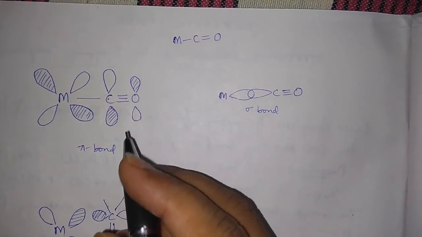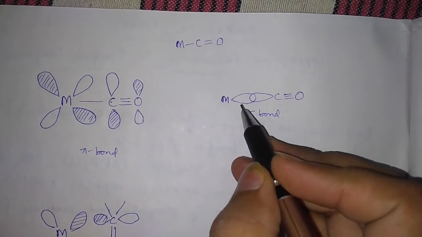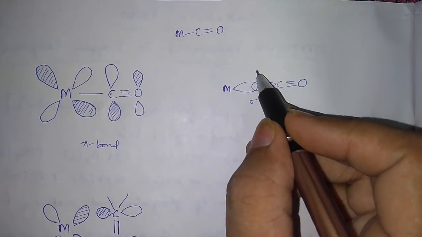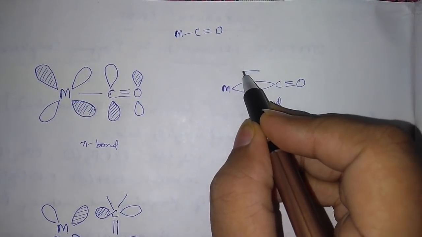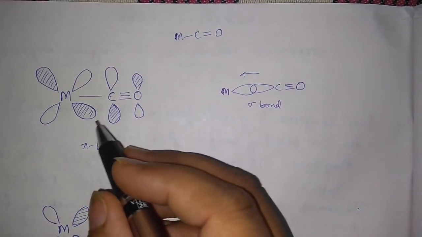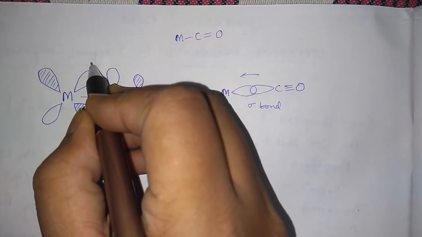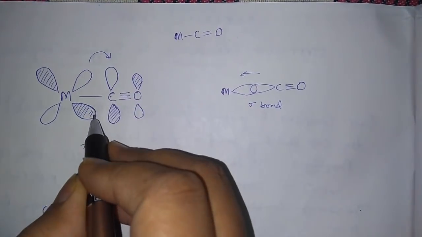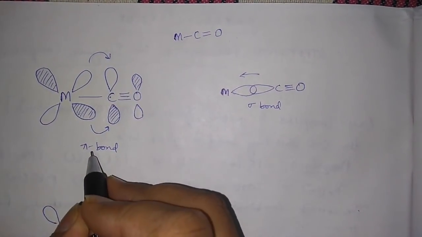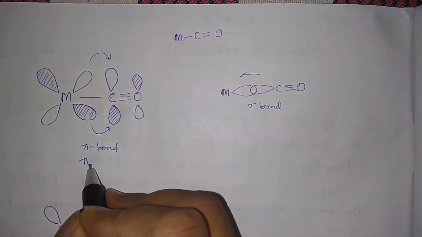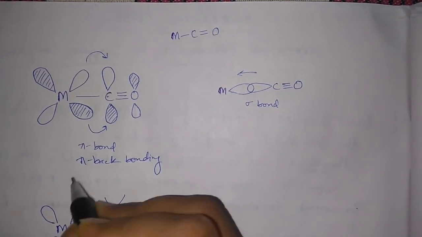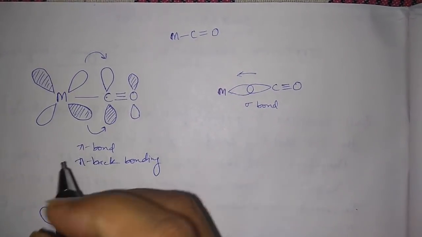So there are two things which can happen. If the metal center is electron deficient, then the flow of electrons will be something like this, and if the metal center is electron rich, then it will try to move electrons something like this. This type of movement which I am just showing is called pi back donation. So this is called pi back bonding. This type of back bonding occurs when your metal is electron rich.